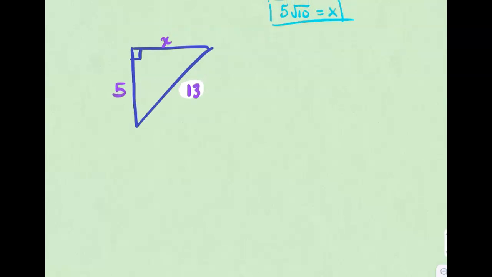Very similar. The only difference is this time our unknown side is not the hypotenuse. Notice these two sides here in red are the legs of our triangle. So we're going to go about this the same way, using a squared plus b squared equals c squared. We'll plug in 5 for A and x for B because our C value, our hypotenuse, is 13. It's across from that right angle.